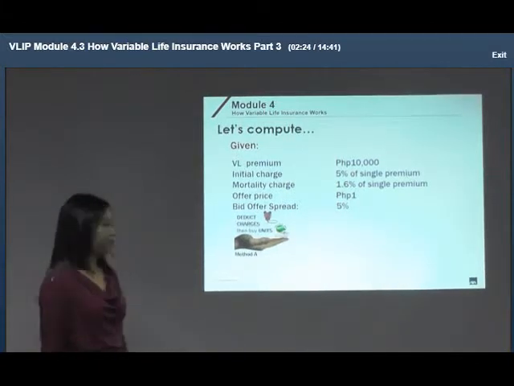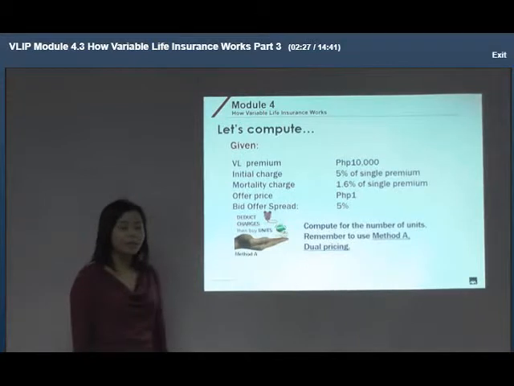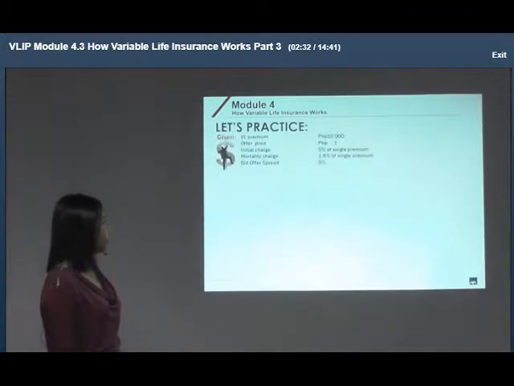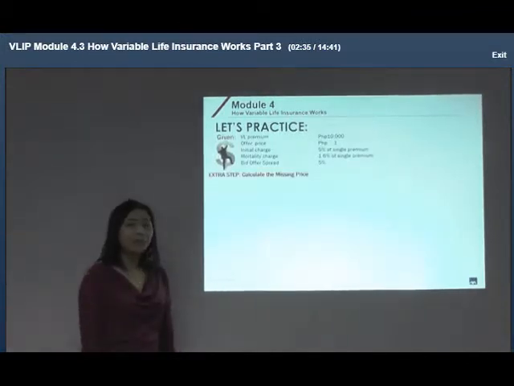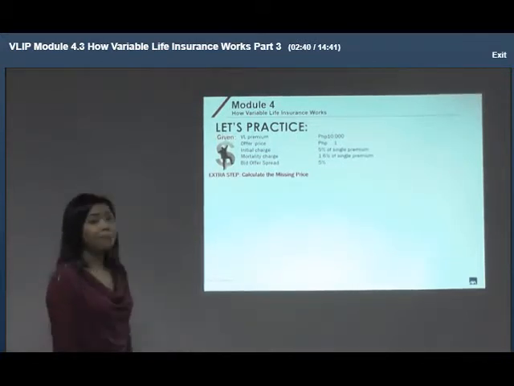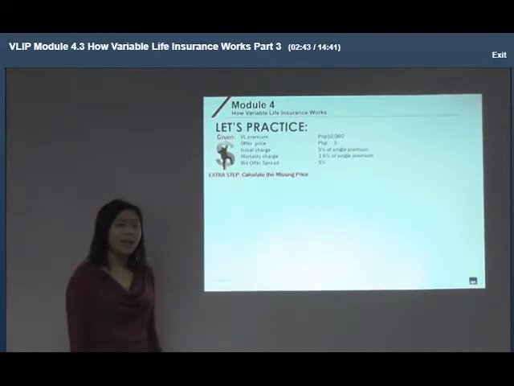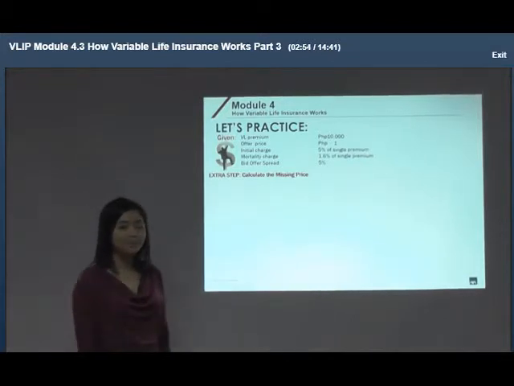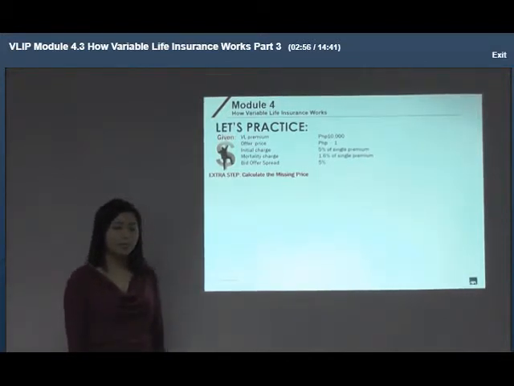Now let's calculate using method A strategy. We will do the extra step first. We will calculate for the missing price. From the given, what is the missing price? Remember that in dual pricing method, there are always two prices quoted by the insurance company: offer price and bid price. The given is only offer price. Hence, we need to find or calculate for the bid price.